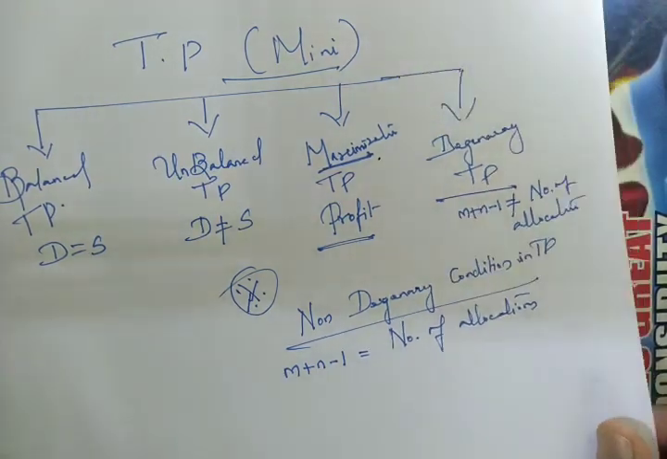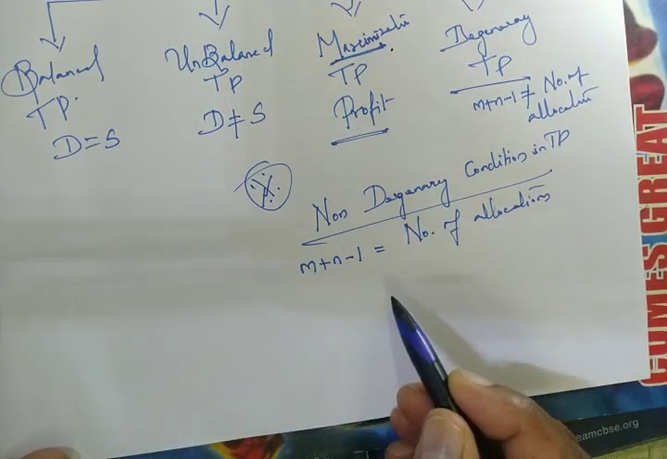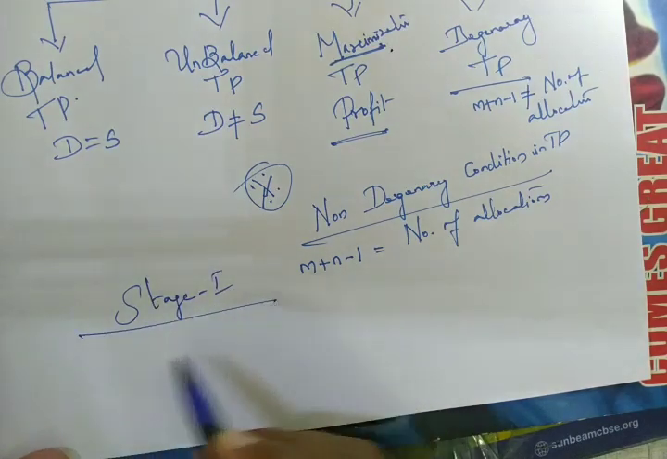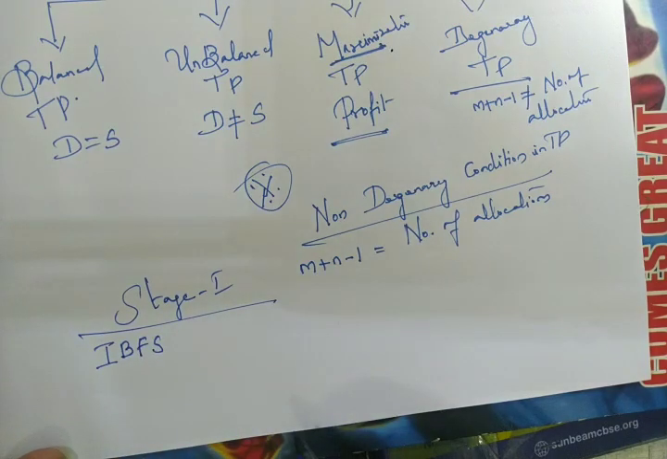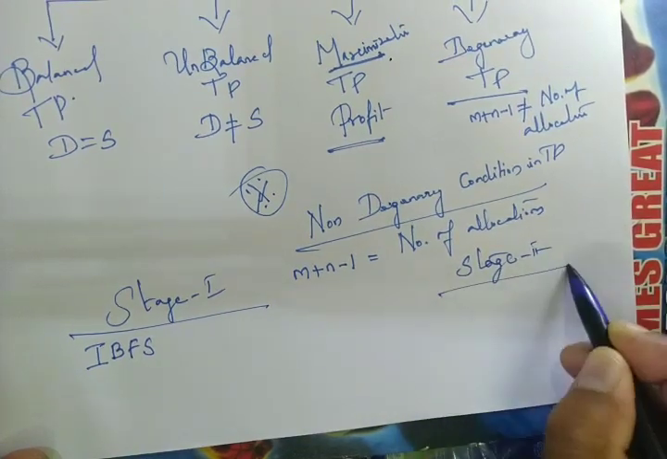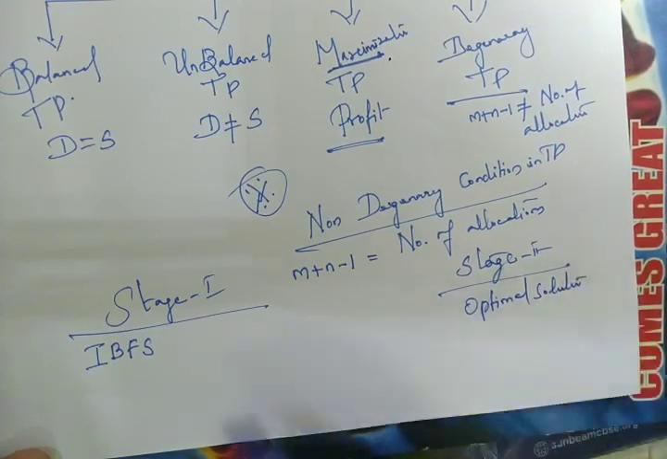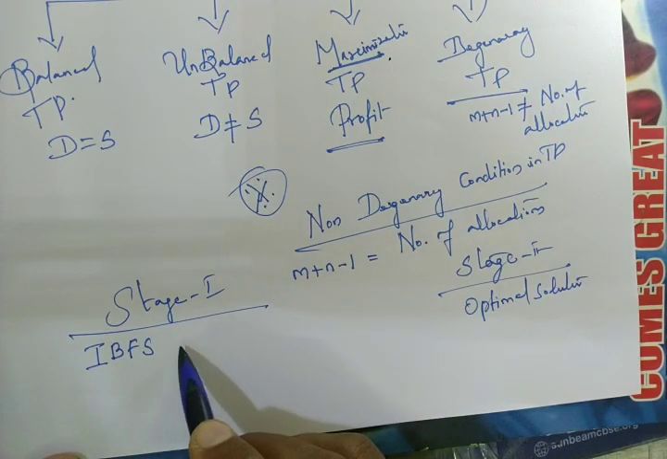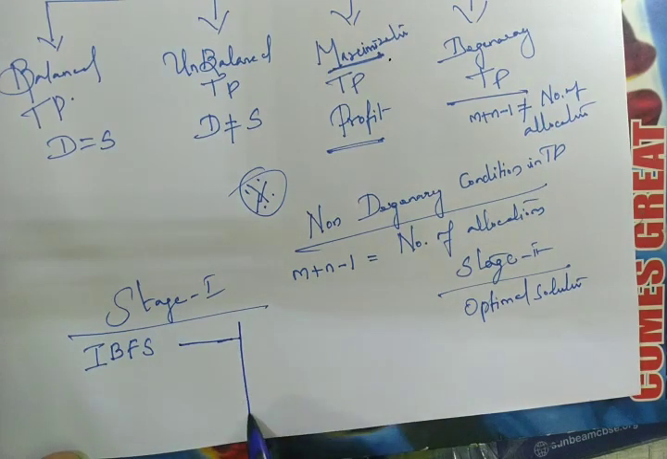Now, when you are going to solve the transportation problem, we have two stages, stage 1 and stage 2. In stage 1, you find the initial basic feasible solution, IBFS. In stage 2, you find the optimal solution. The initial basic feasible solution of any TP, you can find using the three main methods.